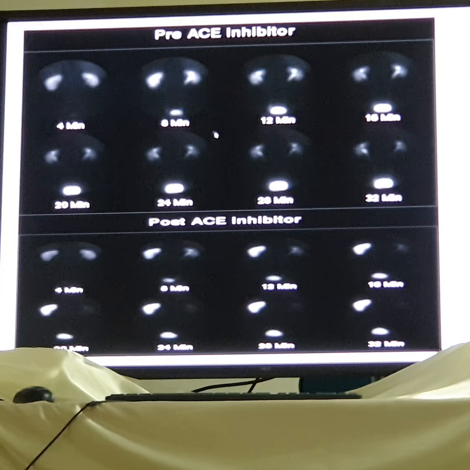Okay, this is without captopril, a regular renal scan, and this is with captopril. See the left kidney. Both are normal here, but here, no, one kidney is still taking up, while the right one takes the uptake, then releases it.